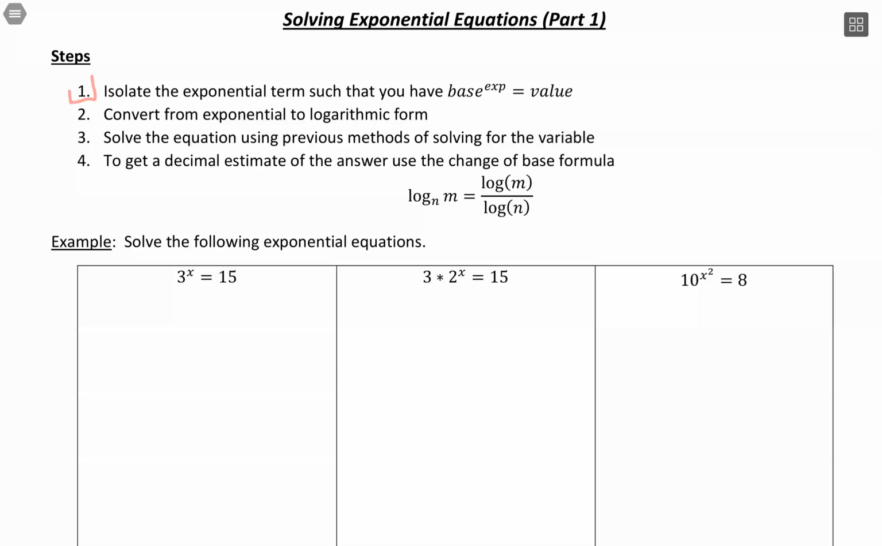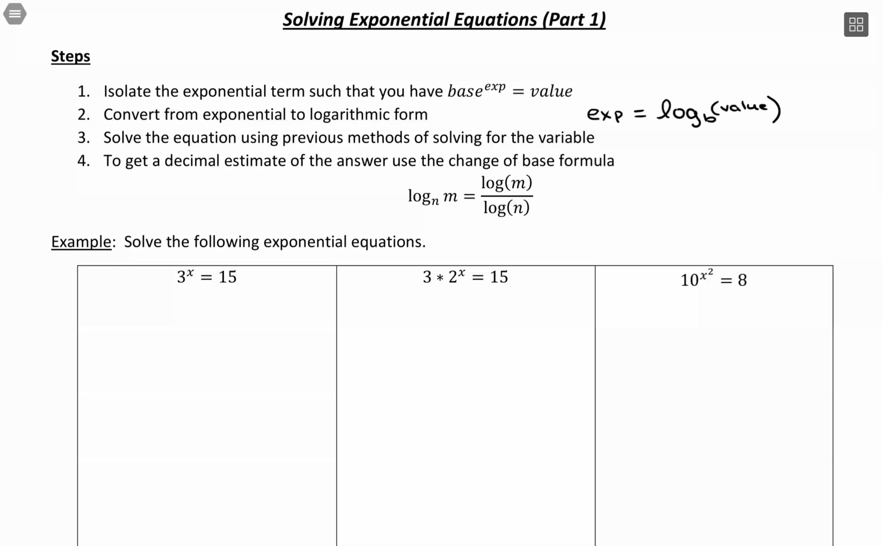So our first step is that we're going to isolate the exponential term. That means a term where we have some base and the exponent that has our variable in there equals a value. If anything else is multiplying, dividing, adding on outside of the exponential piece, we're going to want to move that over to the other side of the equation first so that we just have base and exponent equals a value. Because then when we have that form, we can change to logarithmic form, meaning we can now switch it to the exponent equals the logarithm, of some base, of the value.